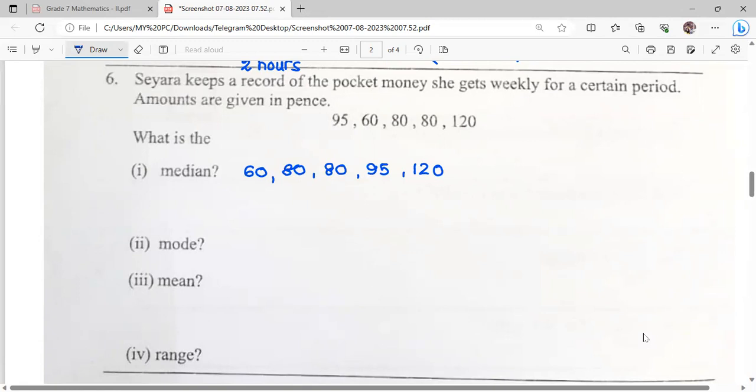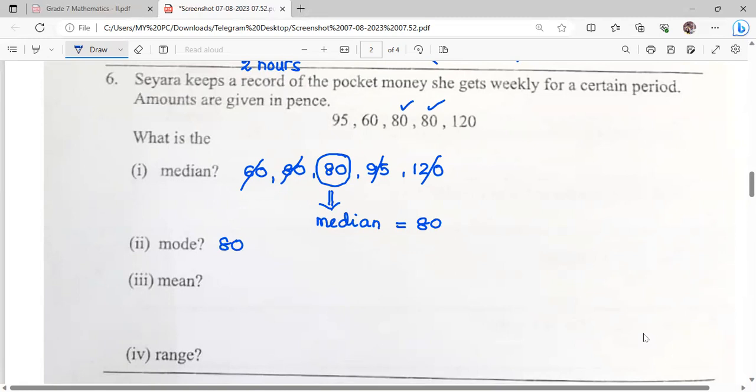After arranging them in ascending order, can you remember what we should do? We remove the corner values. Then we find the middle number. So this is the median. Therefore, the median is equal to 80. Right. So then what is the mode, children? The mode is the most occurring number. You can see 80 twice. Therefore, the mode is 80.